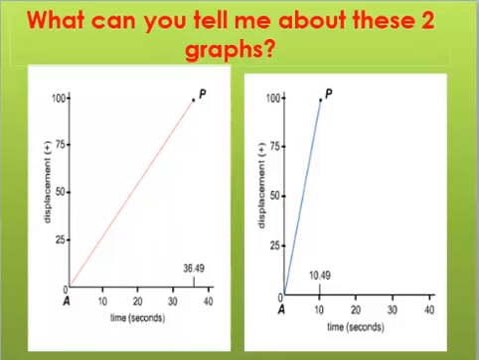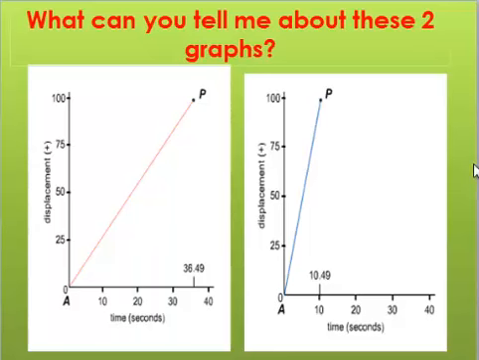First, let's look at them individually. The graph on the left, the object is represented by a red line. As it moves to the right, that is time in seconds, and as it moves up, that is total displacement. We're going to represent displacement by feet, because that's an easy measurement for us to visualize. The red line tells us that over 36.49 seconds, the object traveled 100 feet.